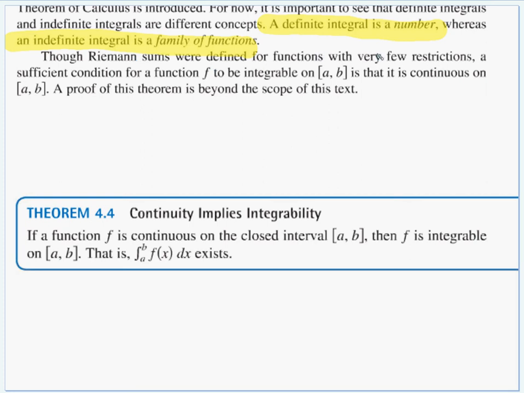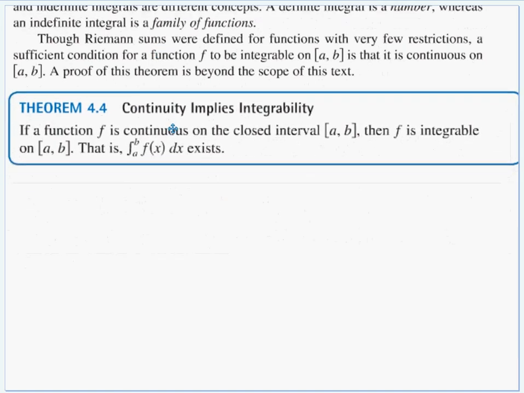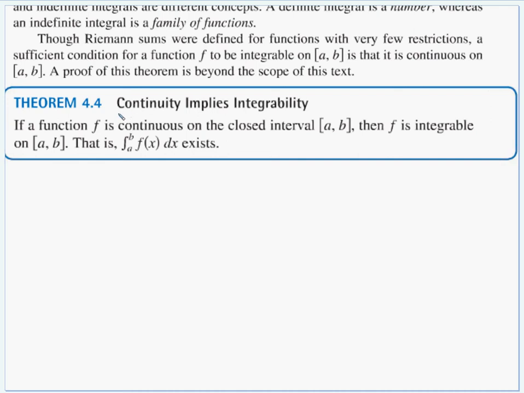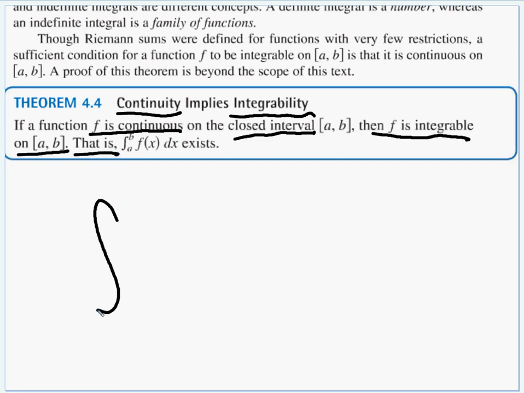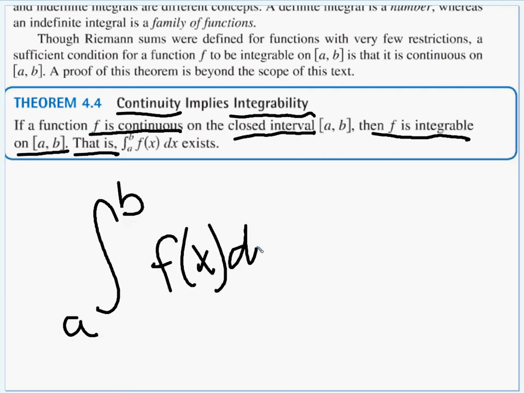Though Riemann sums were defined for functions with very few restrictions, a sufficient condition for function f to be integrable from a to b is that it is continuous on that interval. A proof of that theorem is beyond the scope of this textbook; you would have to look into a much more advanced math book. So here we go: continuity implies integrability. If function f is continuous on a closed interval, then that function is also integrable on that same interval. That is, the definite integral from lower limit a to upper limit b of f of x dx does exist.